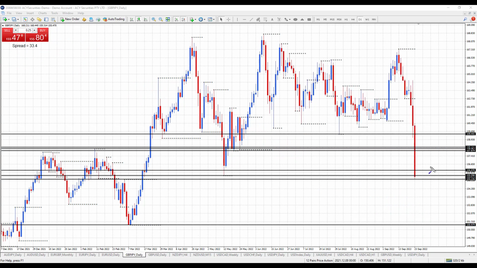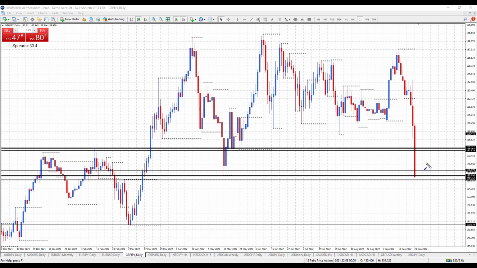Alright traders, on to the very volatile pairs, the pound crosses, pound yen and then pound dollar. I wouldn't be trading this pair at the moment. It's very volatile. It dropped 500 pips approximately on Friday. It could drop another 500 on Monday. It could just reverse all the way back up on Monday, depending on how the market wants to react.